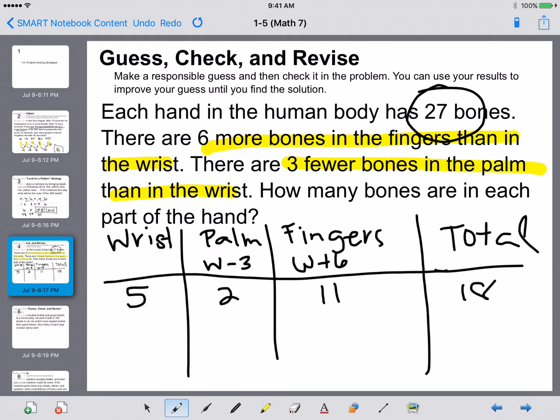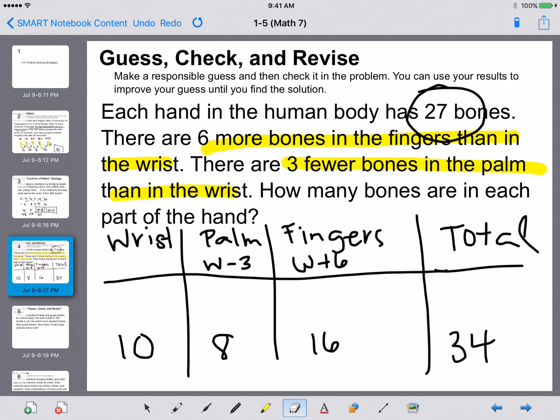I'm going to pick 10. Okay, I'm just kind of going by 5s. 10 minus 3, 8. 10 plus 6, 16. 10 plus 8 plus 16 is 34. Does that work for us? 34 to 27? 34 is too high. So 10 is too high. So I'm going to go in and retry again.